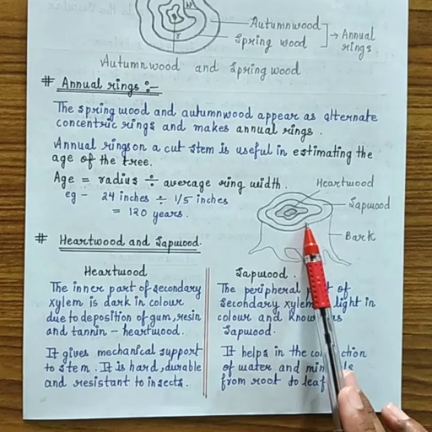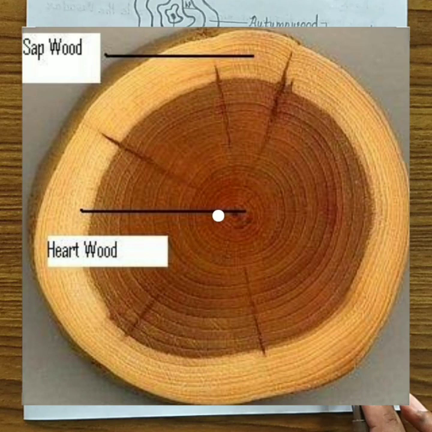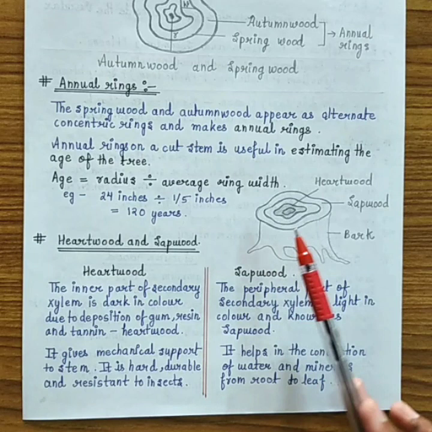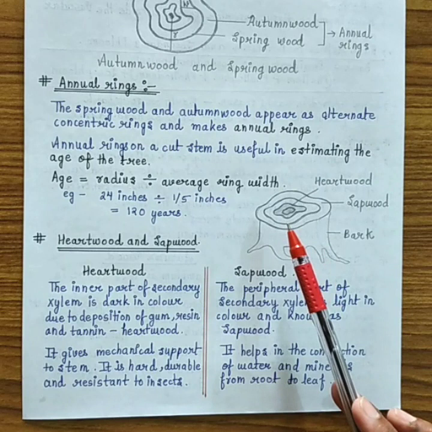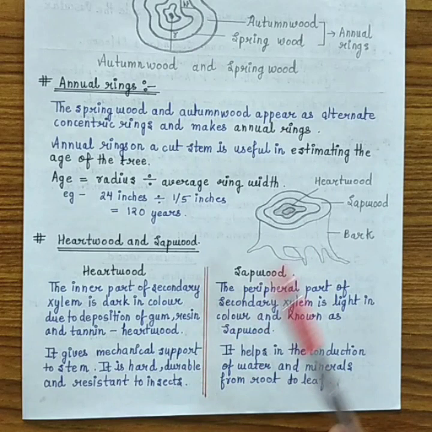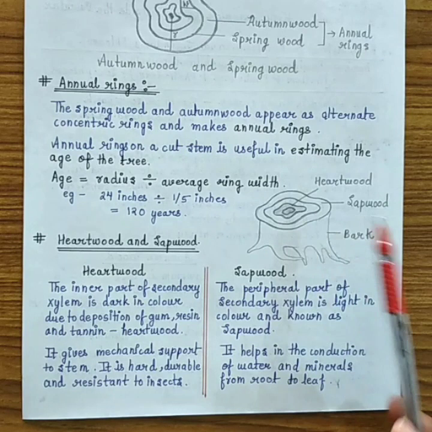और जो secondary xylem का peripheral part होता है वो light in color होता है and which is known as sapwood. So कभी अगर आपने कोई cut portion of bark देखा होगा तो you have seen the darker one inside and the lighter color outside. So ये darker color that is heartwood and the lighter one that is sapwood. And heartwood basically mechanical support provide करता है. It is hard, durable and it provides resistance to insects. And this sapwood helps in conduction of water and minerals from the roots to the leaves.